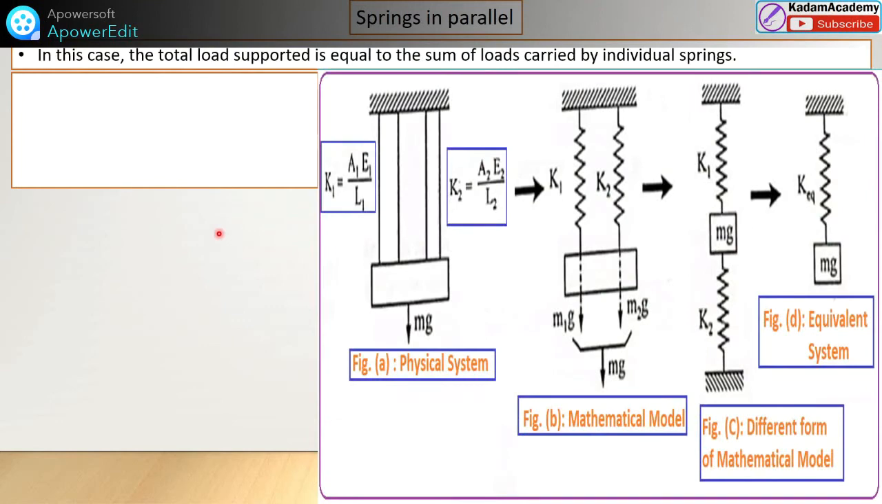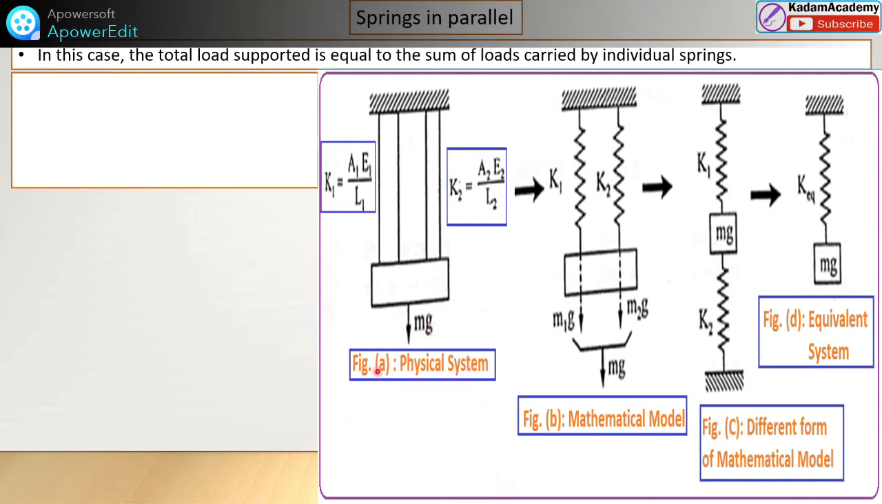Similarly, for springs in parallel, in this case, the total load supported is equal to the sum of the loads carried by the individual springs. Okay, so what will happen here? The K1 is from K1, E1, L1. These are the two spring rods. Okay, these are the two rods here, and the mass is attached, and due to the weight of this mass, it will be mg.